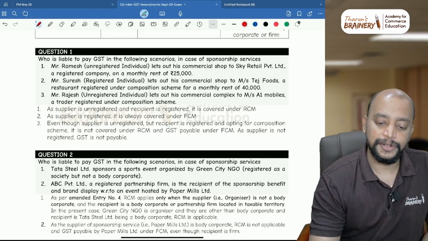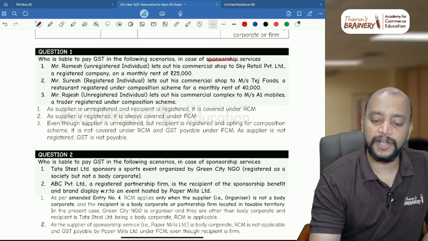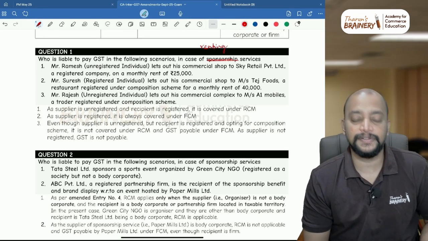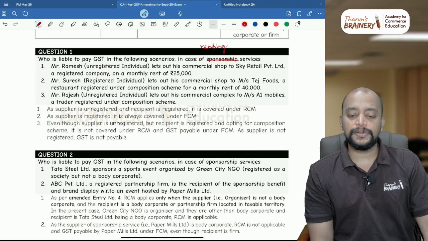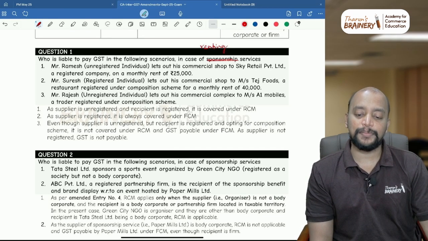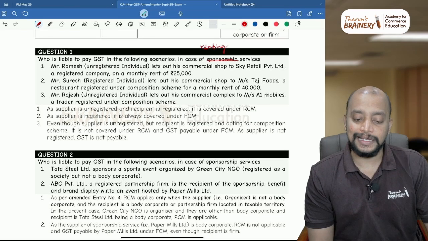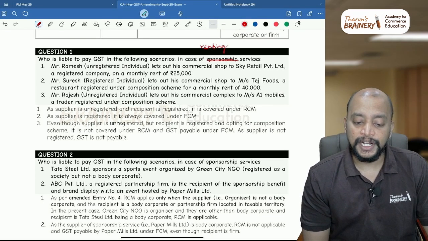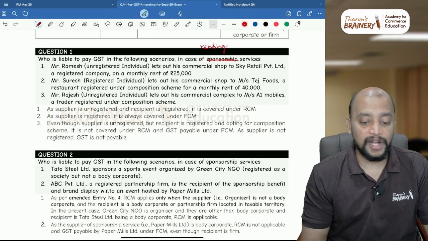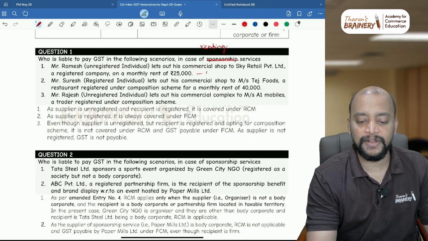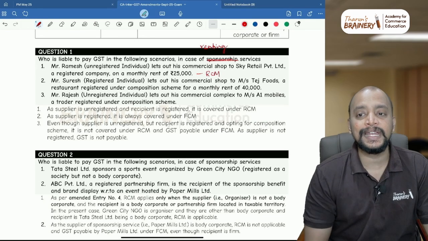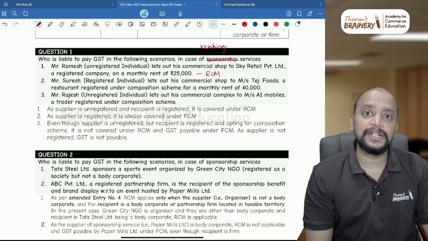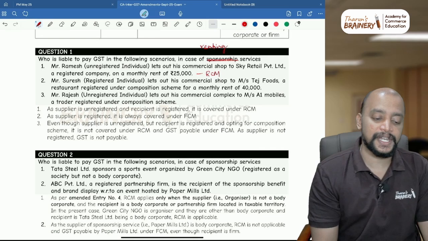Sorry. So in case of renting of commercial property, renting services, Mr. Ramesh lets out his commercial shop to Sky Retail Private Limited. So supplier is unregistered and recipient is registered, on a monthly rent of 25,000. Will it come under RCM? Of course it will come under RCM. Why? Because supplier is unregistered and the recipient is registered but not under composition scheme.